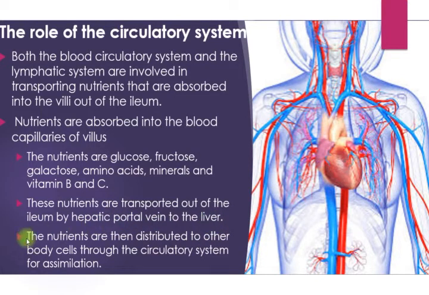The nutrients are then distributed to other body cells through the circulatory system for assimilation. So once the nutrients enter the liver, they will be distributed to other body cells for assimilation. That was what happened to the nutrients absorbed into the blood capillaries of the villus: glucose, fructose, galactose, amino acids, minerals, and vitamins B and C.